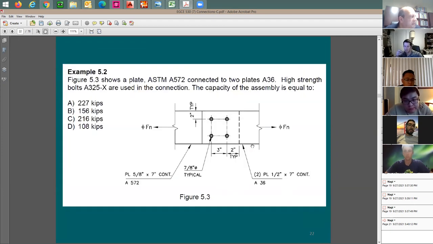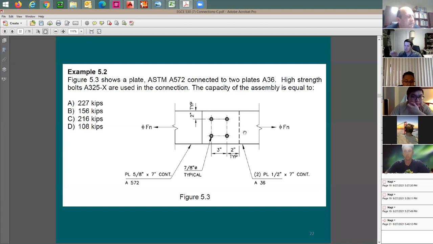We move forward here to the example. So 1 plate is going to be 5/8 of an inch, 7 inch. The other one is going to be two plates. The plate is 1/2 inch by 7 inches, and it's going to be A36. And I have 4 bolts. Now, it's going to be 7/8 of an inch bolt. It says here high strength bolts A325X. So as you see here, some information can be given in the problem itself in the text, and some information can just be figured out based on the sketch provided to you, the detail.